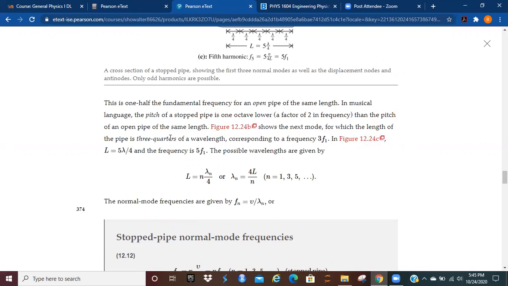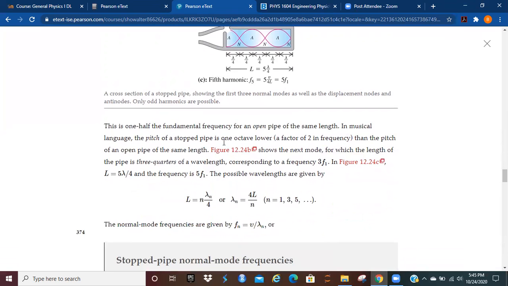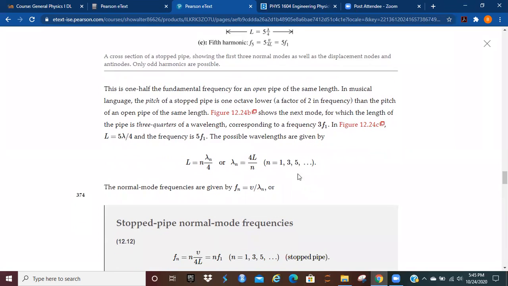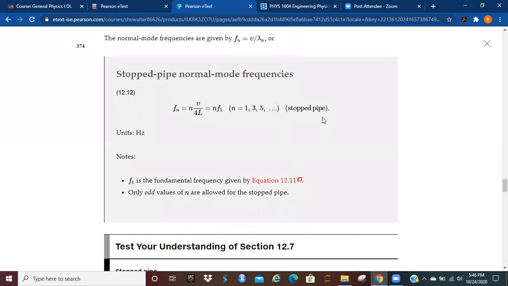So figure 12.24b shows the next mode, for which the length of the pipe is 3/4 of a wavelength, corresponding to a frequency of 3 times the fundamental. Here it's going to be a frequency of 5 times the fundamental. So if you look at that, the lengths and how the wavelengths are associated is given by this particular formula for a stopped pipe. And only odd values of n are allowed for this.